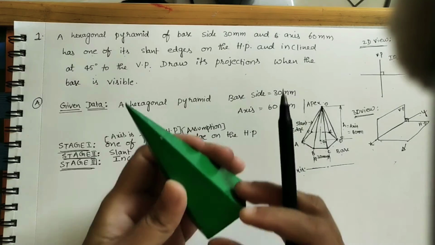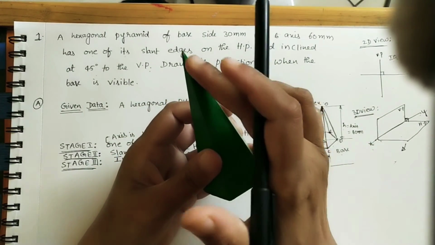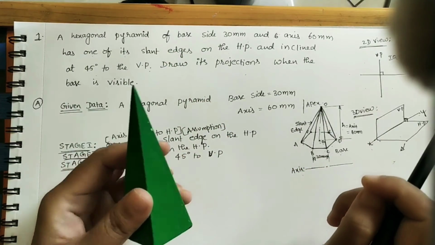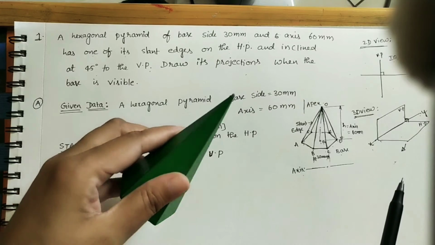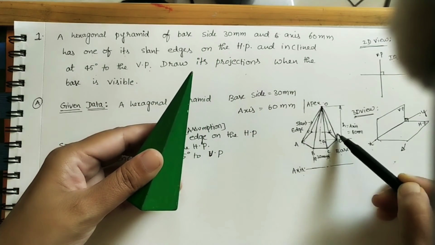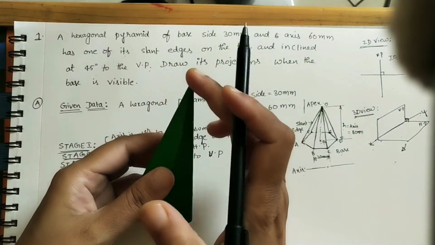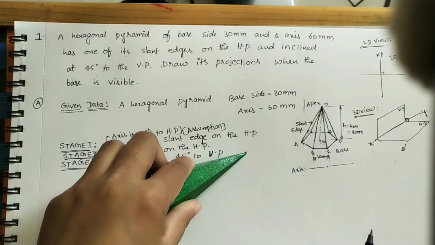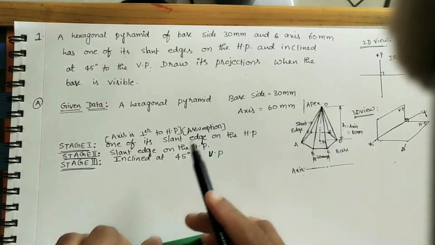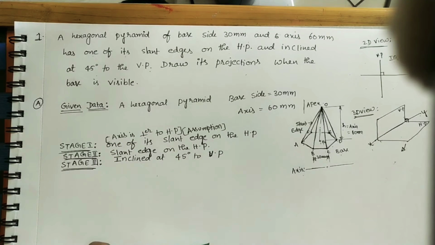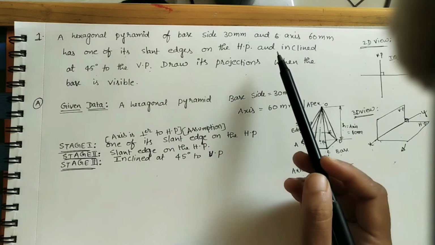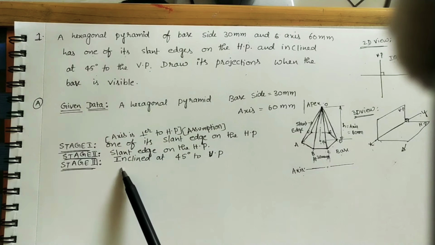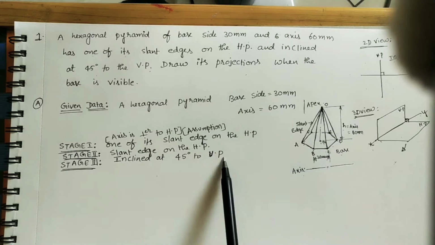And what is a slant edge? If you take this pyramid, this is a slant edge, and this slant edge is on the horizontal plane. Let us assume this is the horizontal plane, and let us assume this slant edge is OD. OD is the slant edge, this is O, this is D. I am keeping this on the horizontal plane like this. This is the condition they have given: one of the slant edges on the HP. And the next condition they have given is inclined at 45 degrees to the VP. So the same thing I have written: inclined at 45 degrees to VP.